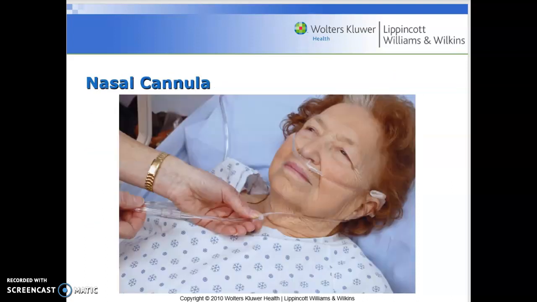It sticks up in the nose, and I'll go through the pictures and show these to you, but I would like for you to go through the book and look at the different types of devices used to deliver supplemental oxygen. We have the nasal cannula, the simple face mask, the non-rebreather mask. We have the continuous positive airway pressures, the mechanical ventilators.